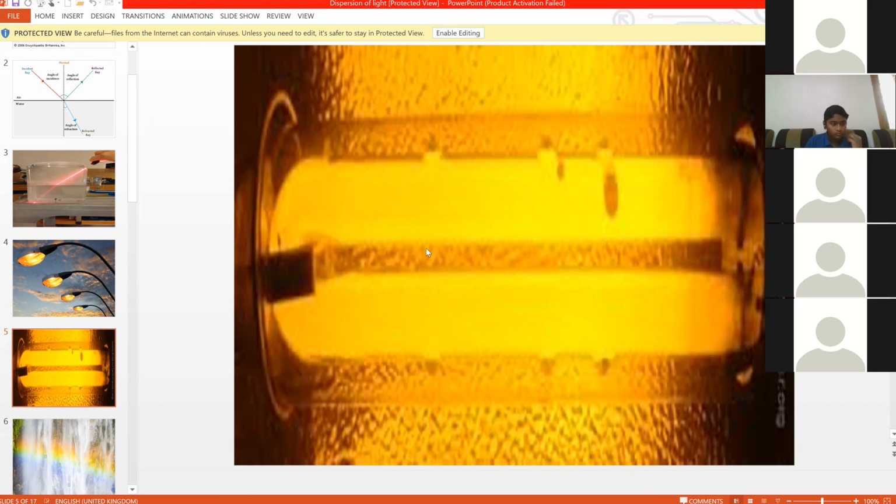Except this red light and yellow light, all other sources of light, whenever they travel from one medium to another medium, split into different colors. That is how the principle of rainbow works.